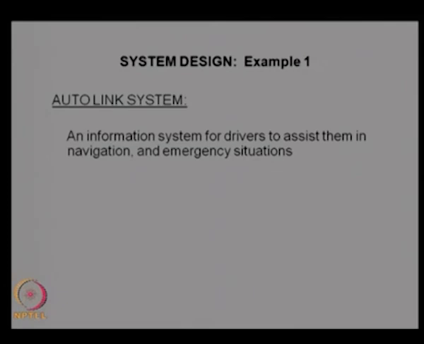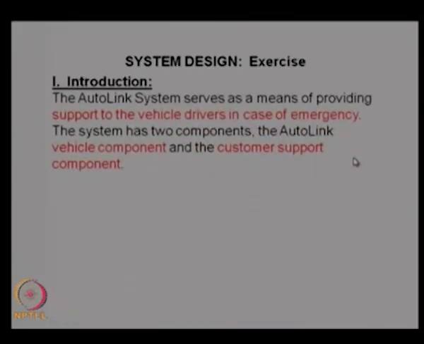So, basically linking the automobiles to a central location or to the emergency service providers. Here the Autolink system serves as a means of providing support to the vehicle drivers in case of emergency. The system has two components, the Autolink vehicle component and the customer support component. The vehicle component will have its own hardware and software, and customer support will also have its own hardware and software, and they will be linked together to provide the service. So, the main design focus will be on these two components.